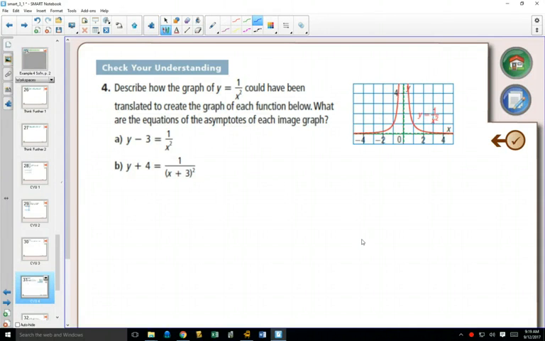So in example 4, we're given the graph of y equals 1 over x squared. Do you remember graphing that one last year?